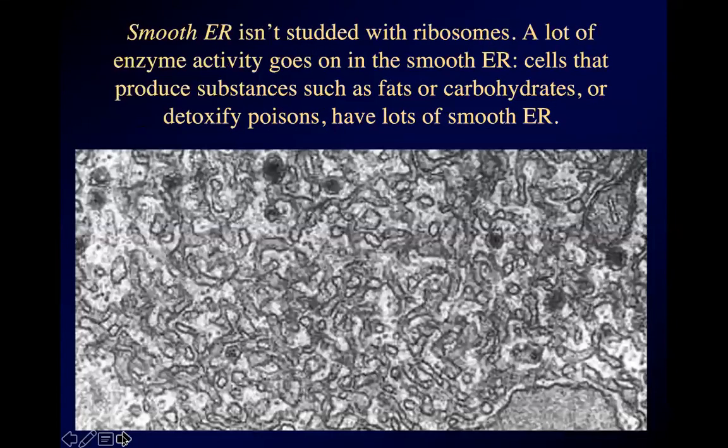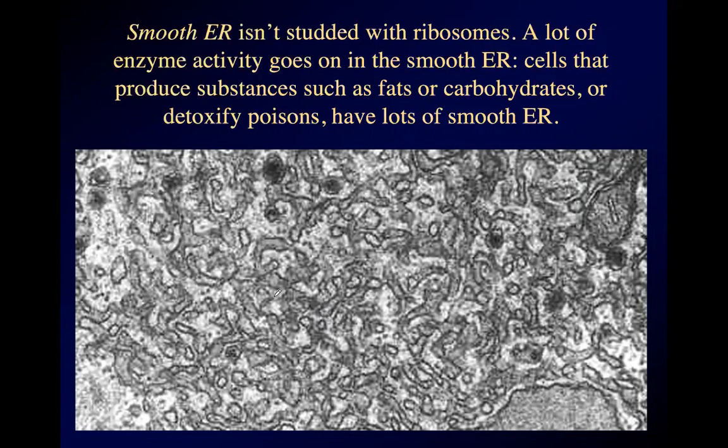Some cells have a lot of smooth ER, and here's a slice through that. You'll notice that it's not studded with these little black dots. This part of it happens to look more like a network of tubes. I know it looks maybe a little confusing, but you can see various folds and tubes in the membrane.